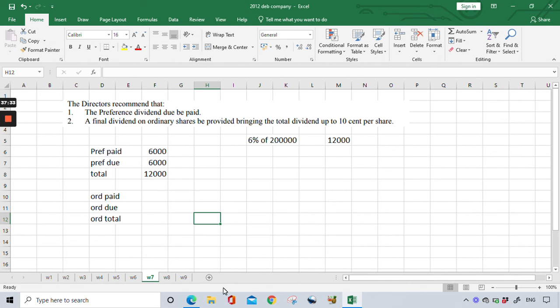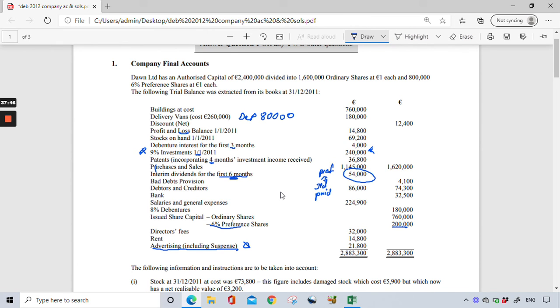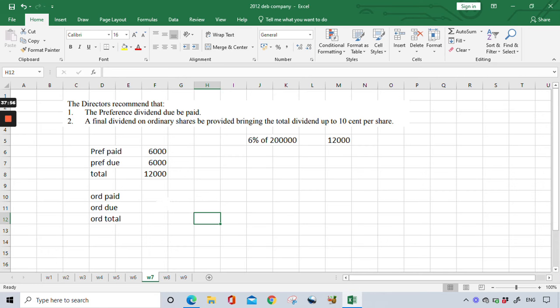Now I go to the ordinary. If I look back to the interim dividends, this 54,000 right here is made up of preference and ordinary paid. I already know 6,000 is the preference. So the ordinary paid is that minus 6,000, which is 48,000.